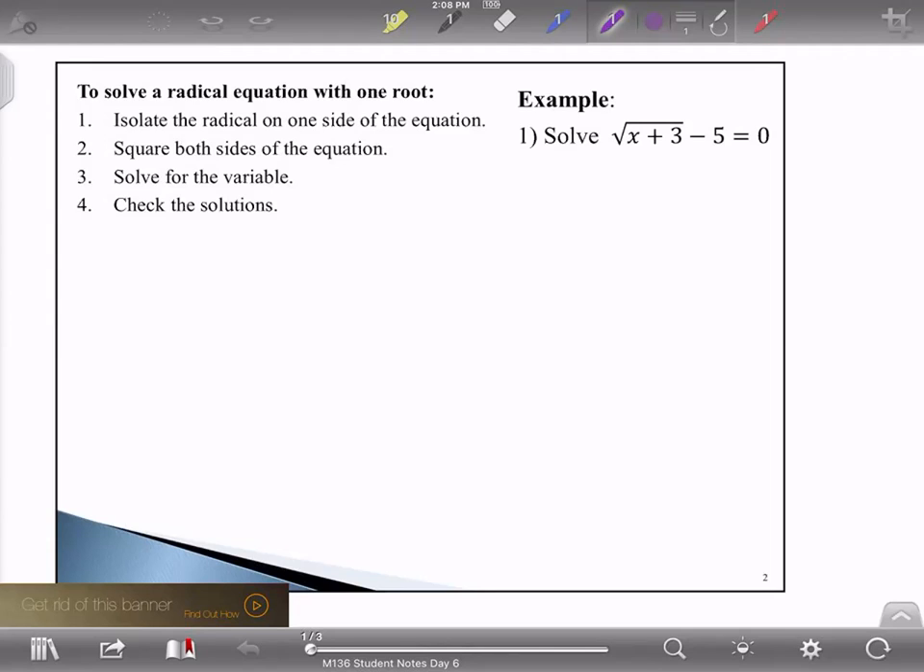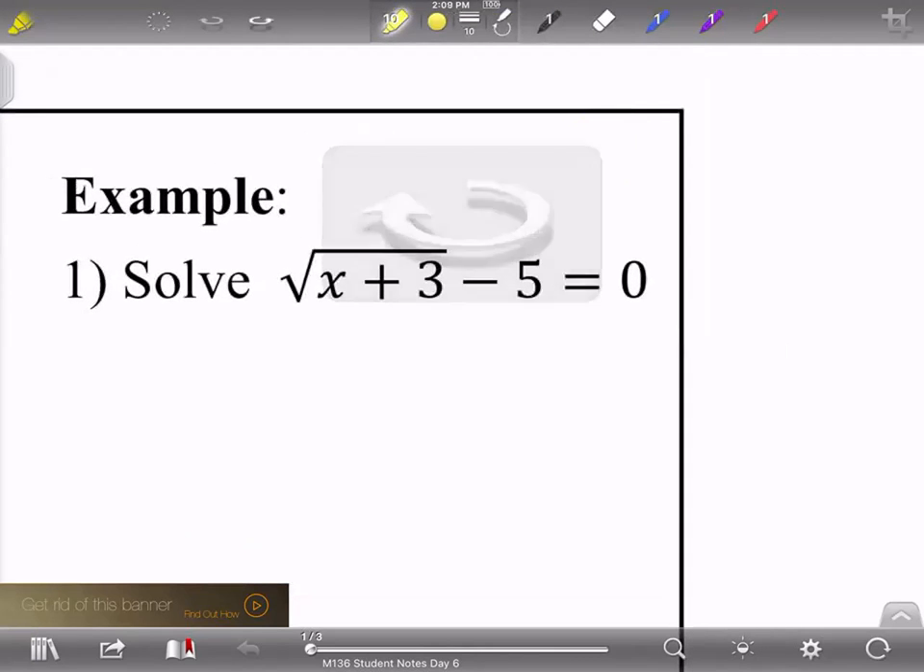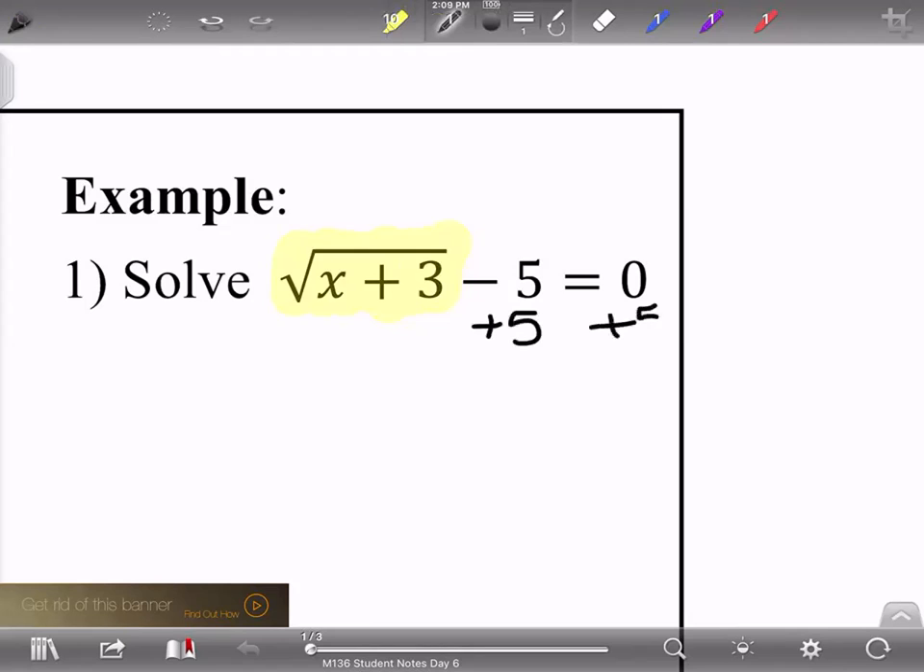Looking at the problem over on the right-hand side, step 1, we want to isolate the radical. So when I look at this, I want to get this by itself first. I want nothing else on the same side of the equal sign as that radical. So the first thing I've got to move is this -5 by adding 5 to both sides.